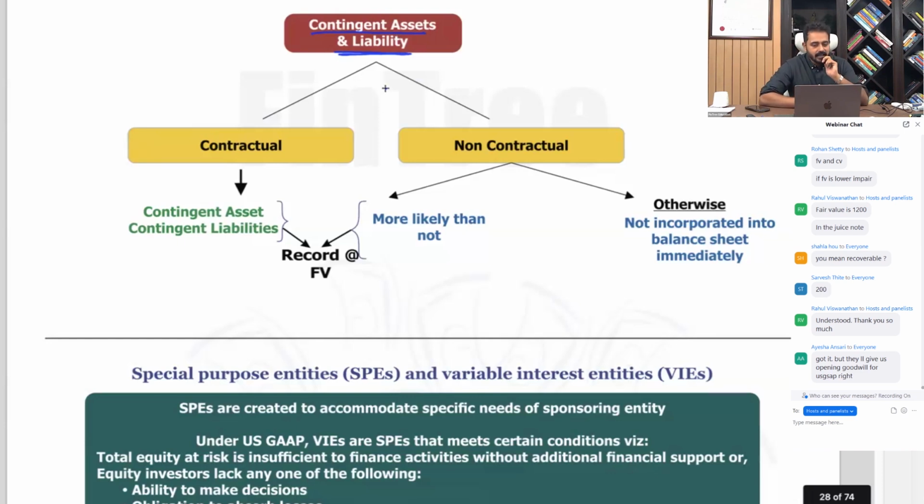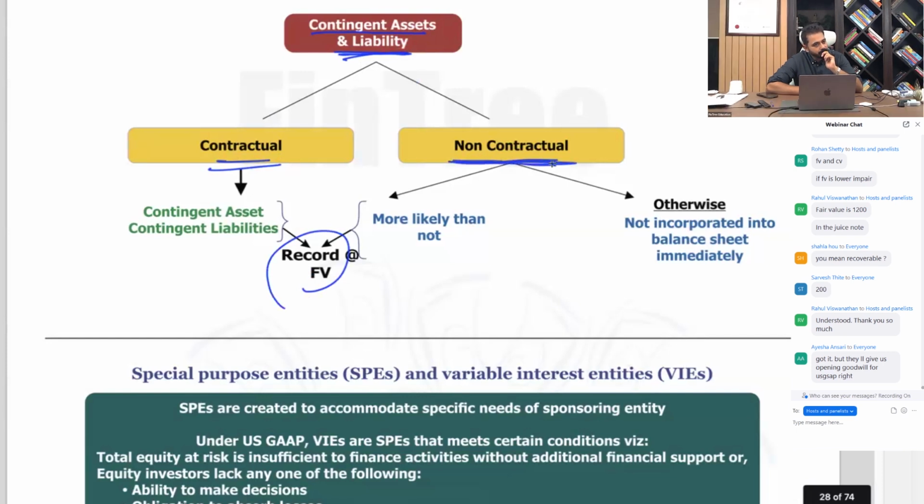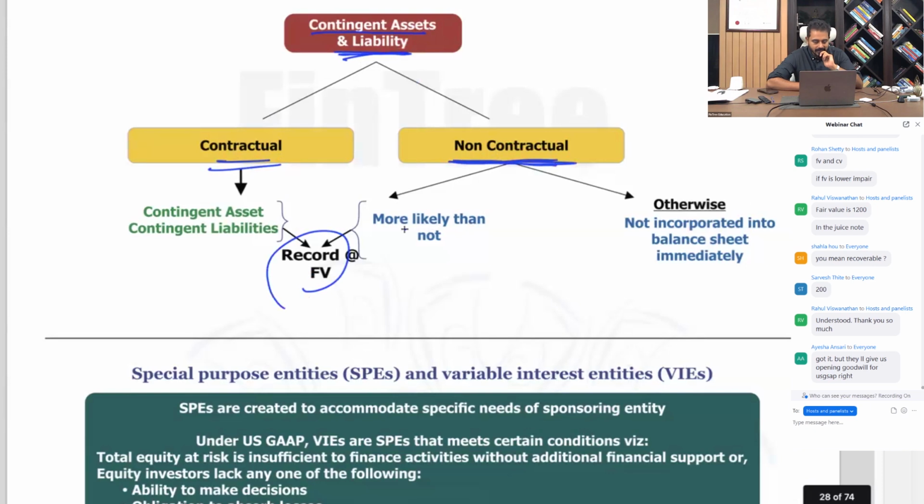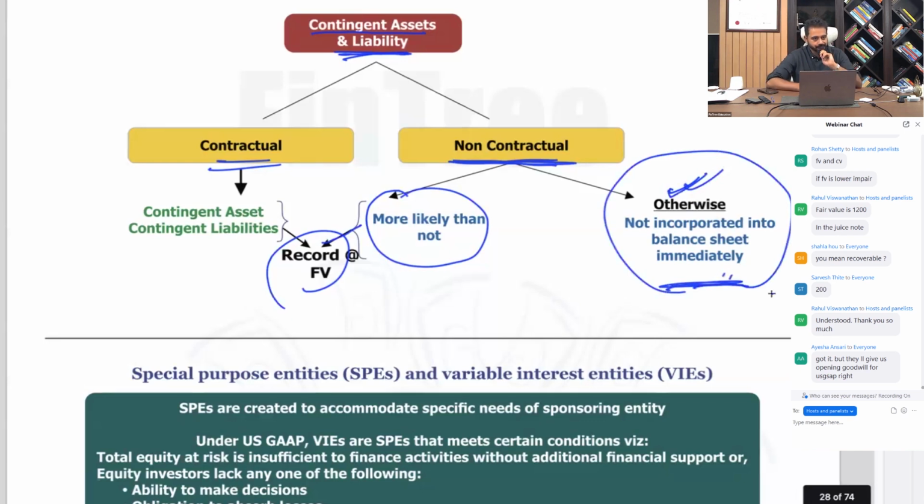So the answer is, if those contingent assets and liabilities are contractual, that means you have a contract that says this is how you would receive it, then you need to record them. If they are non-contractual, there is nothing in writing, then you run the test. Is it more likely than not that I would receive the asset or pay the liability? If the answer is yes, you again record them at fair value. If the answer is not sure, I don't know, then we will not record them right now. We will wait for some clarity to come on them.